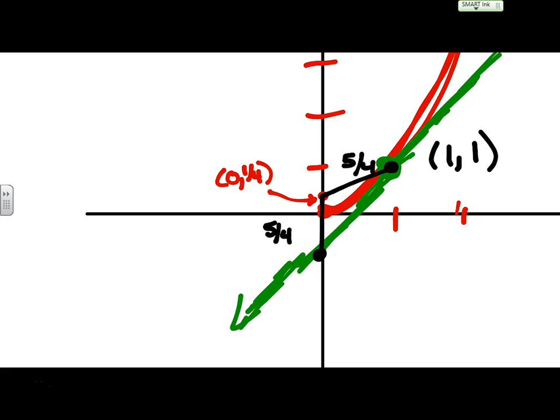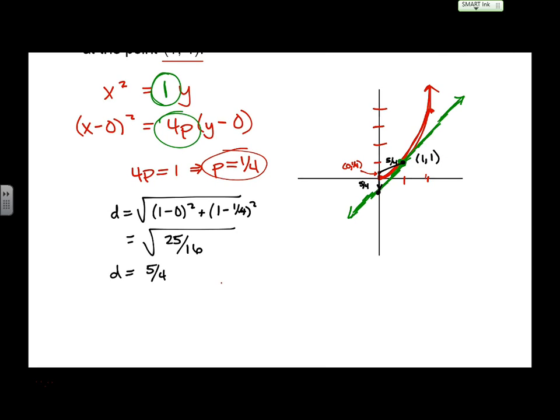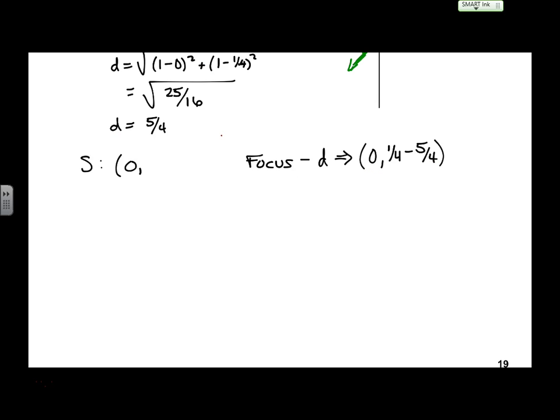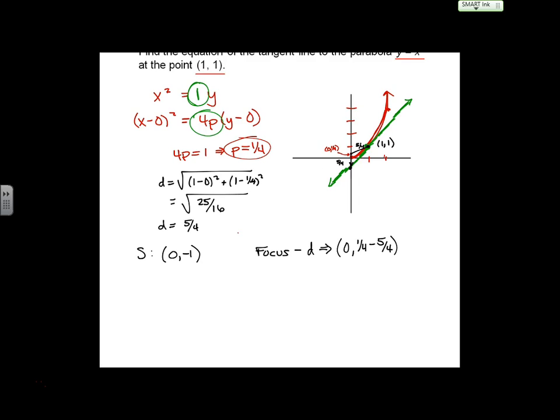So if this D is 5/4, what else is 5/4? Question, if we need to go down to the point, are we taking away from the x or from the y? The new point is going to be the focus minus the distance, which is (0, 1/4) minus 5/4, that's (0, -1). Now that we want the slope, I'm going to highlight our original point, which is (1, 1), and the new point we found, (0, -1), and all we got to do is the good old slope formula.